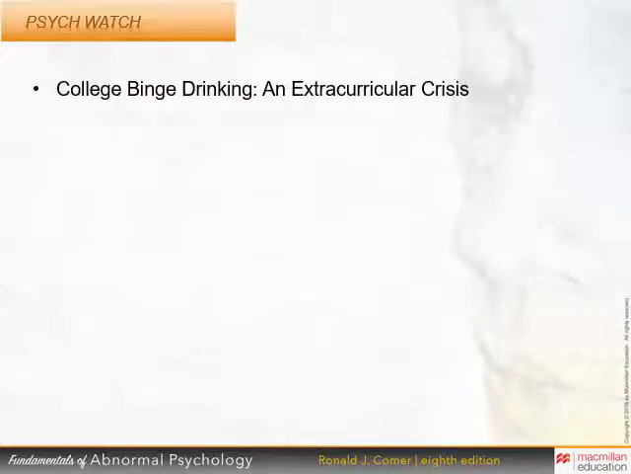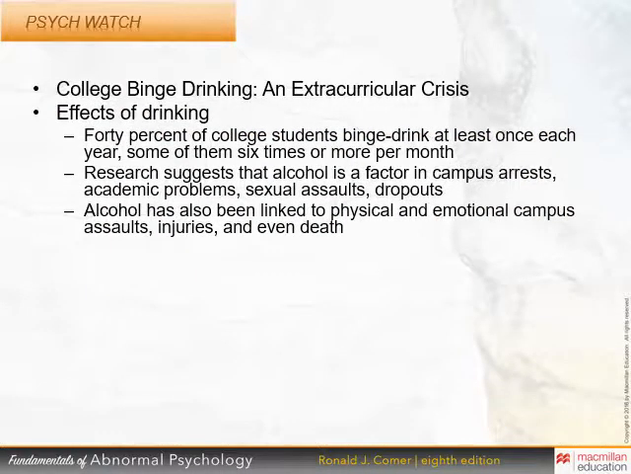So college binge drinking has been on the incline for several years. The effects of drinking include 40% of college students binge drinking at least once each year, some of them 6 times or more per month. The research suggests that alcohol is a factor in campus arrests, academic problems, sexual assaults, and dropouts. Alcohol has also been linked to physical and emotional campus assaults, injuries, and even death.